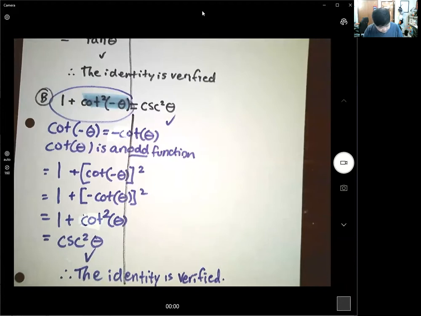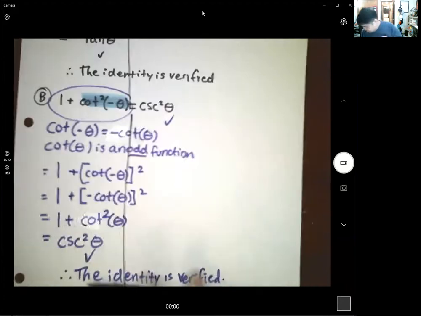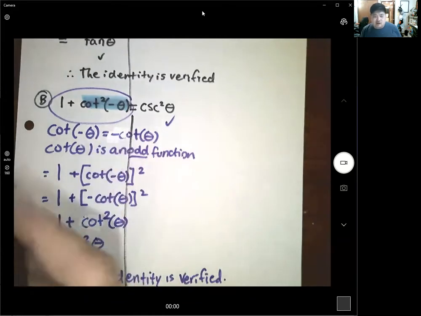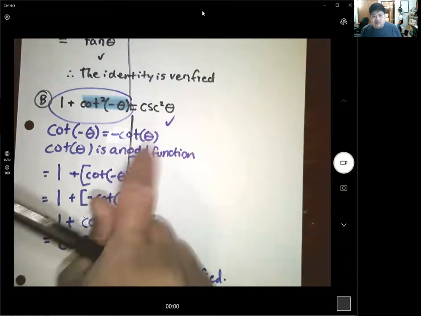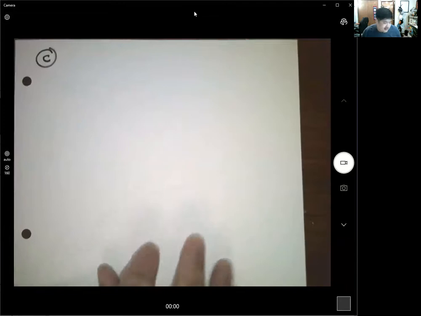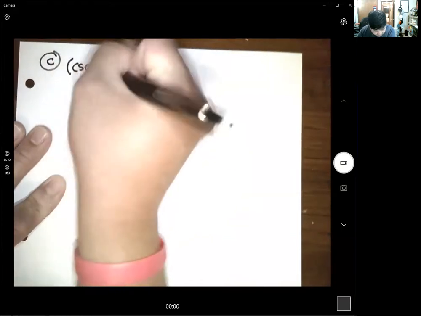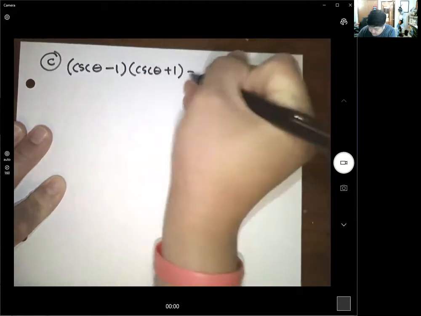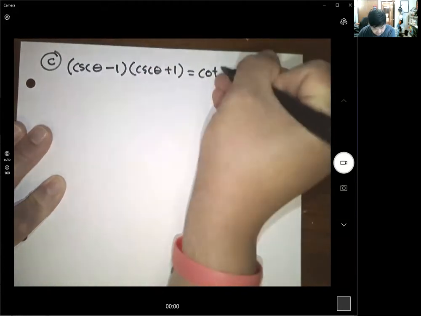All right, so let's move on to problem C. So far, we've had some basic reciprocal or quotient identities. Then we used even and odd identities, and we've used the Pythagorean identity. These are some basic identities that are important to know. All right, so C: cosecant of theta minus 1 times cosecant of theta plus 1 equals cotangent squared theta.